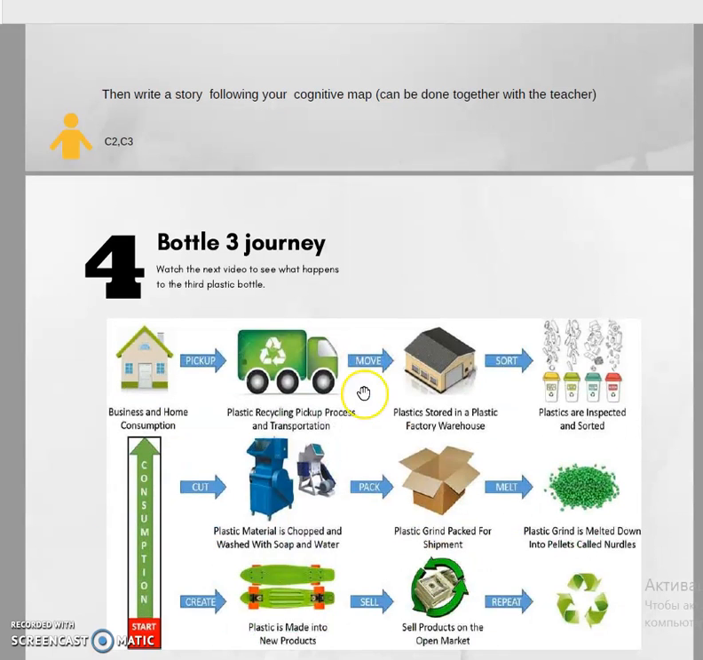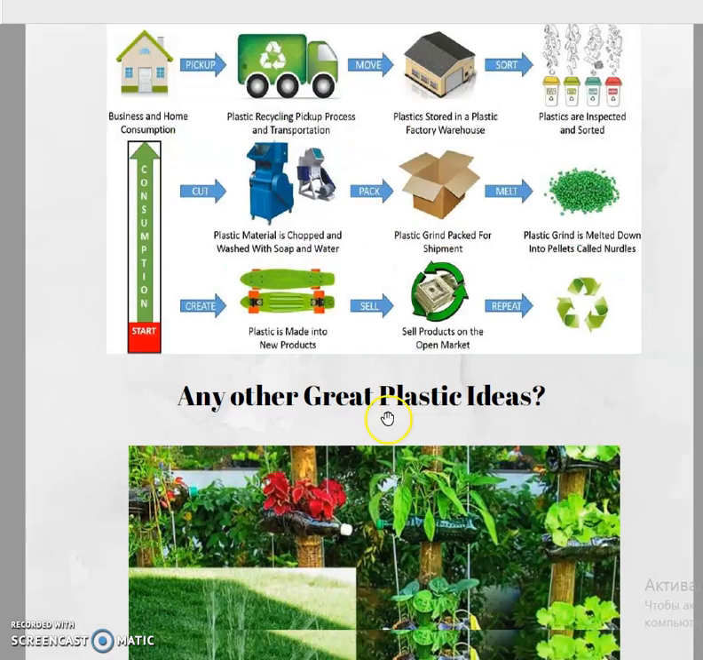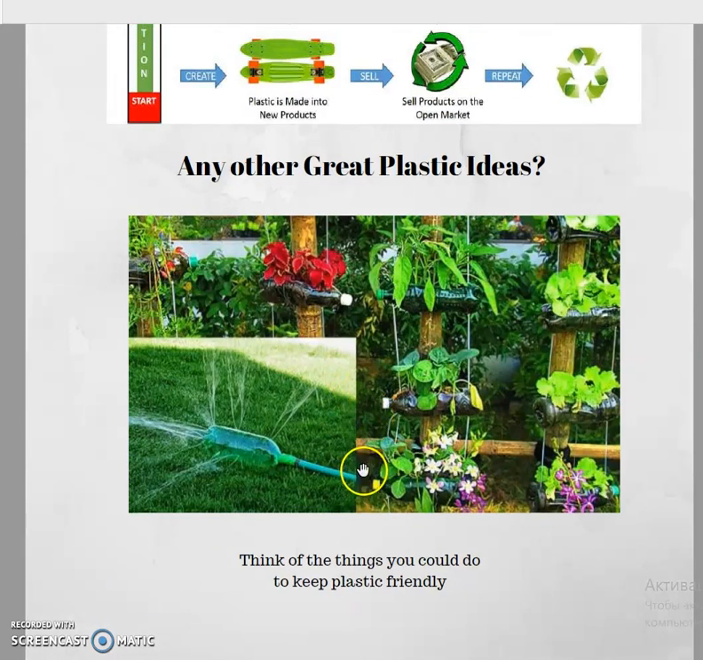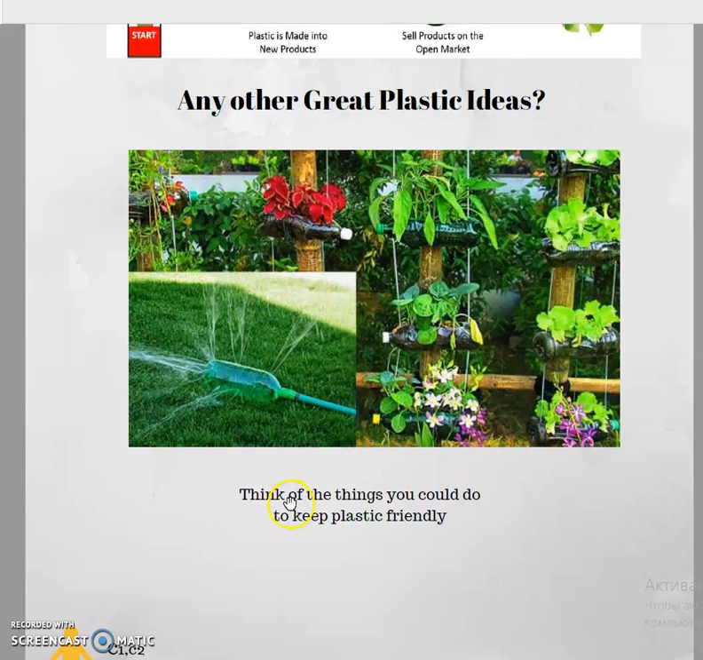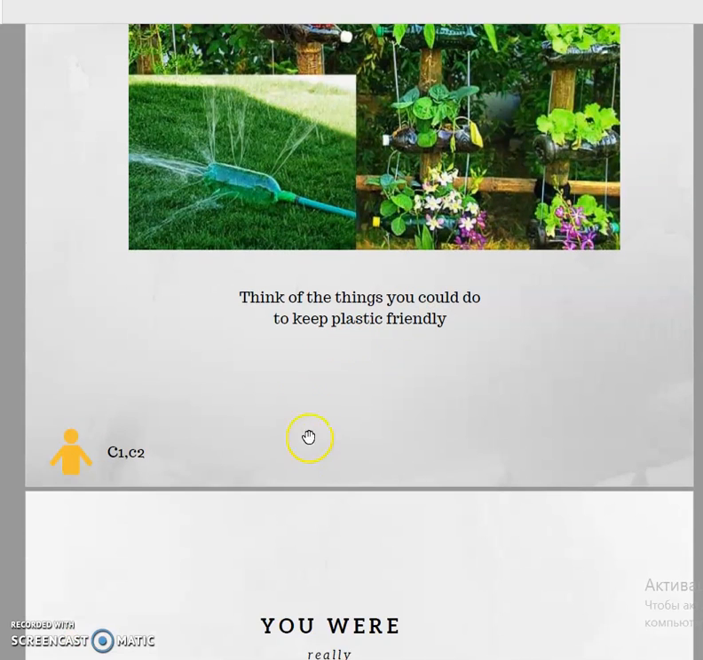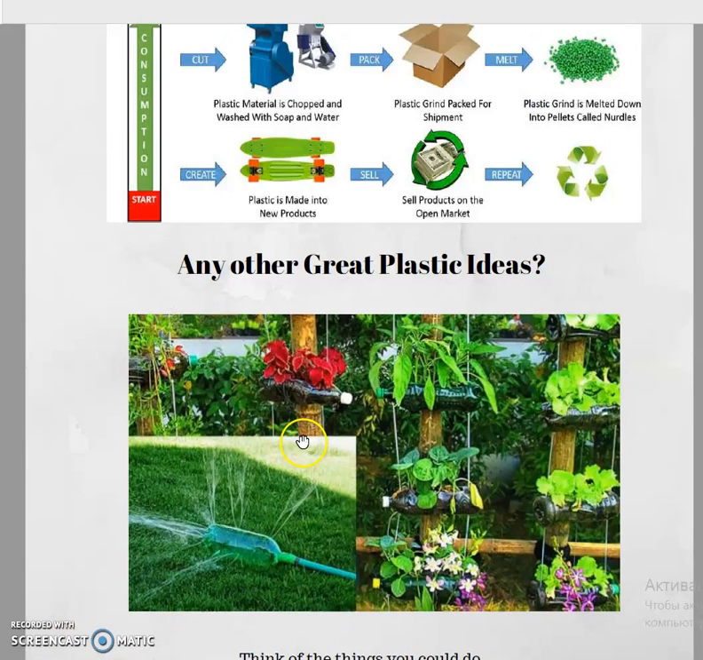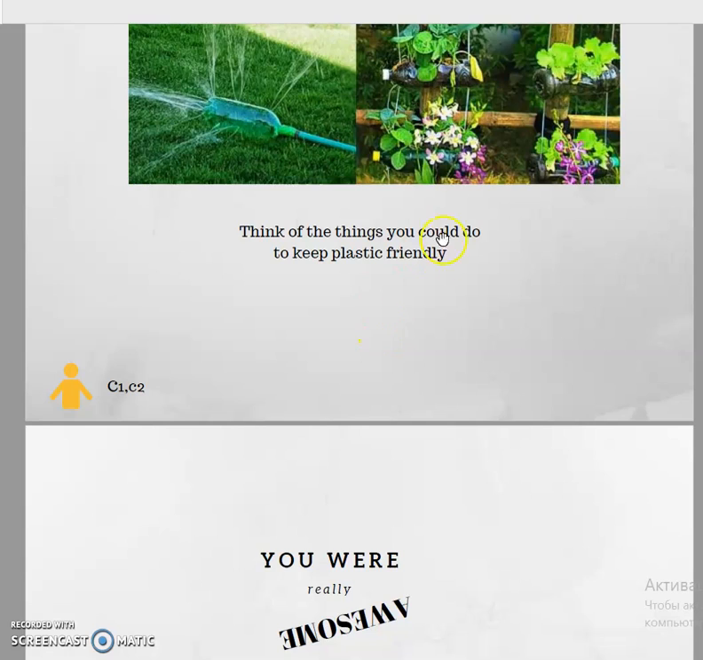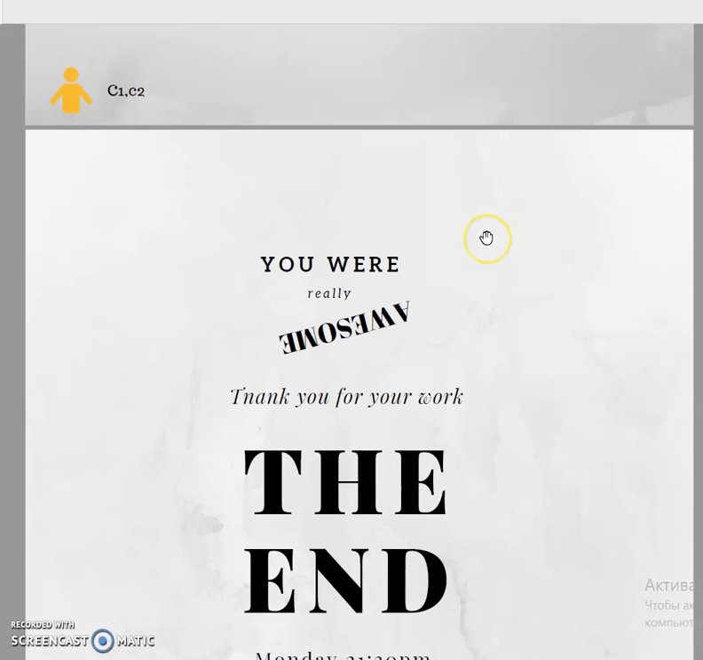Then we come back to our journey number 3, and to the ideas of how we can make plastic really good, because they will have to think about the things that could really change plastic into a friendly one. So this will be competency 1 and competency 2, because they are listening and thinking and giving ideas, brainstorming. So you're really awesome. Thank you for your work.